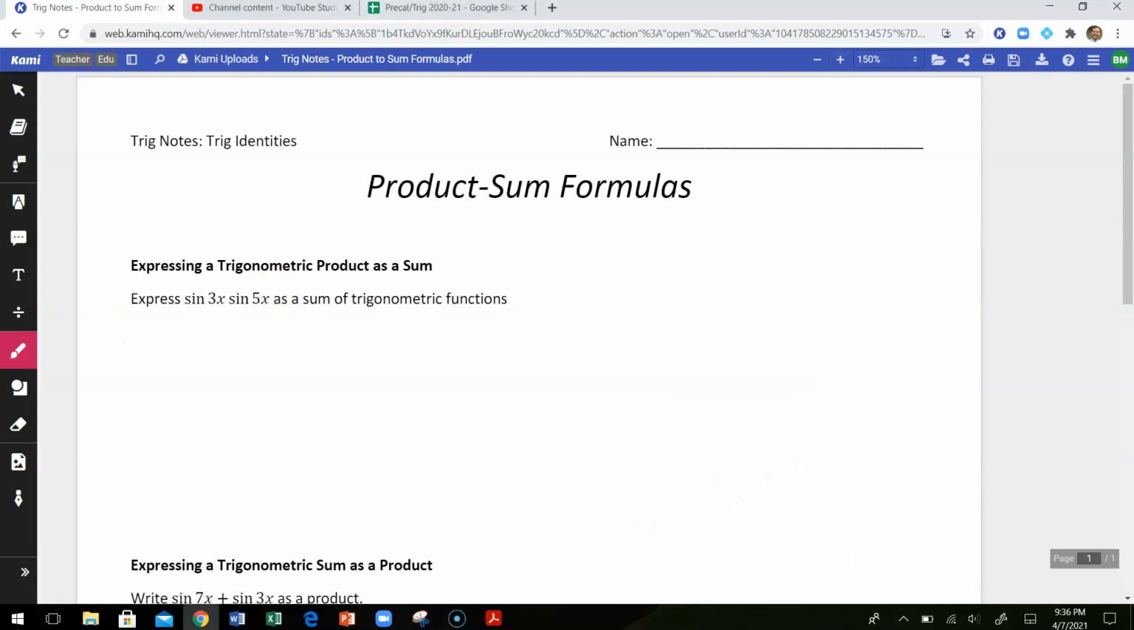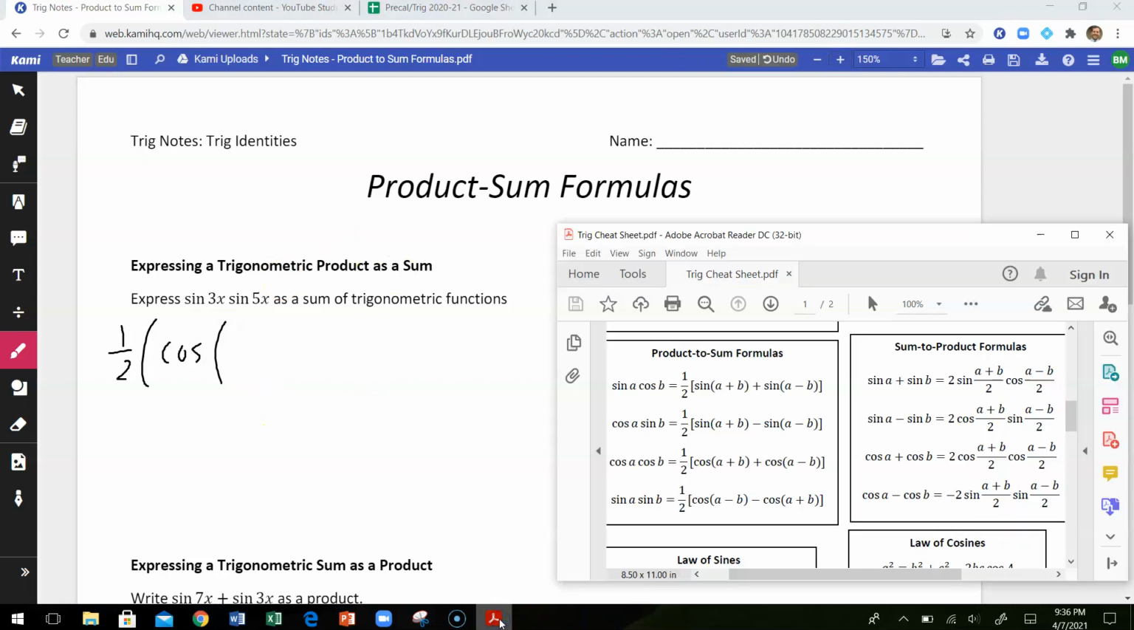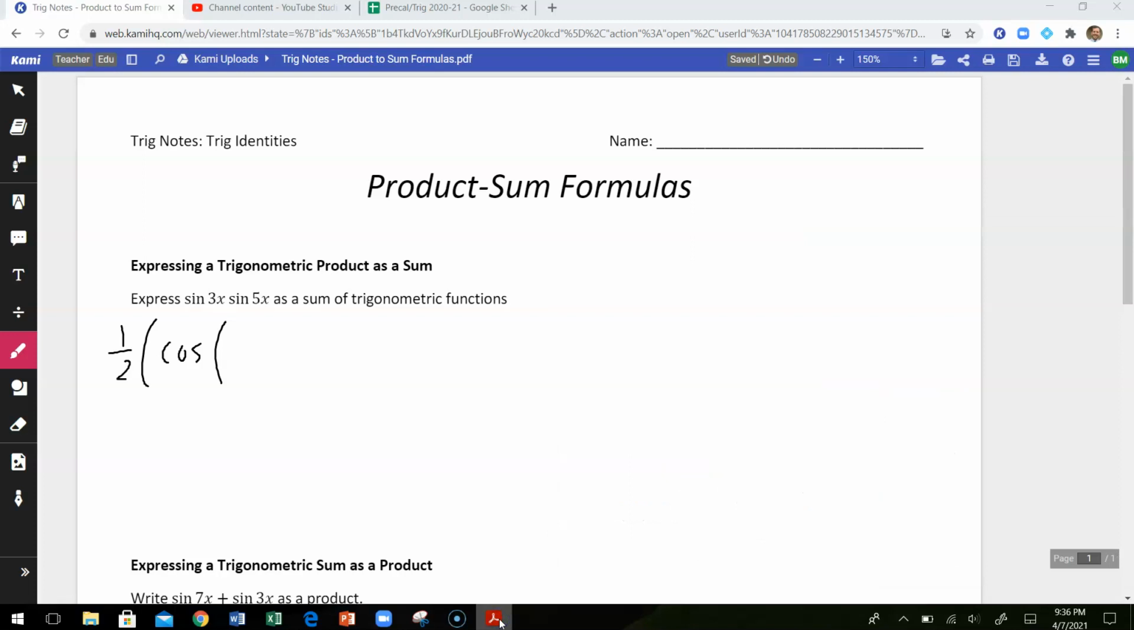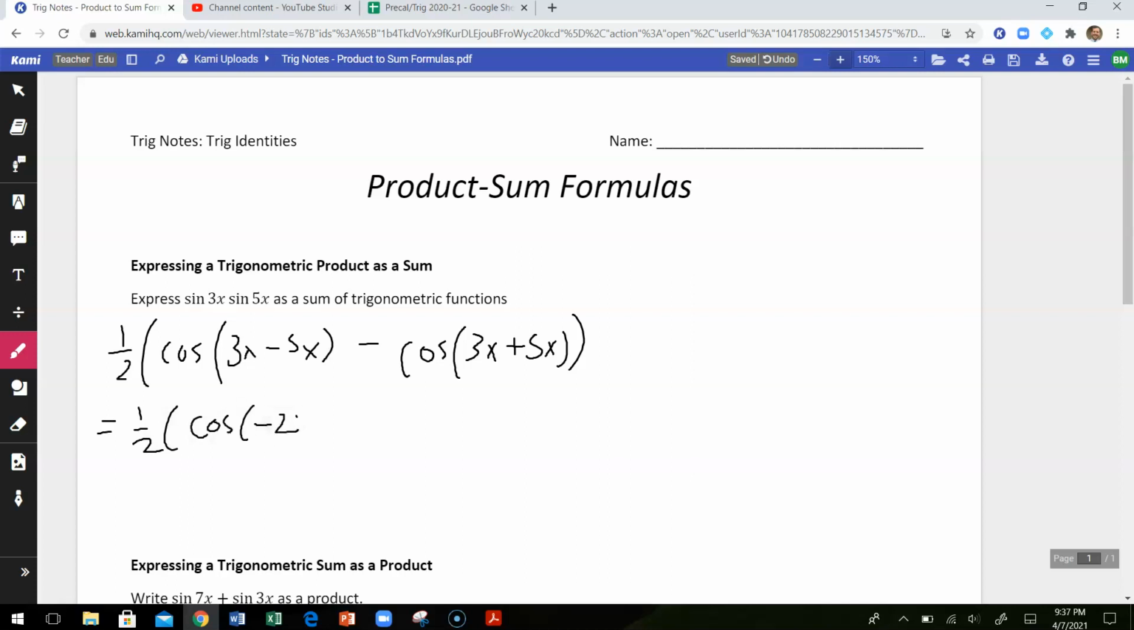Okay, so we're going to do 1/2. And then we're going to do the cosine of a minus b, and then minus the cosine of a plus b. So 3x minus 5x, and then minus the cosine of 3x plus 5x. Okay, so that's going to be 1/2 the cosine of negative 2x minus the cosine of 8x.